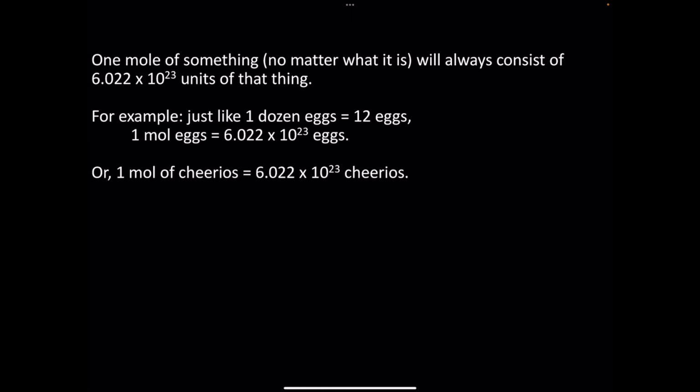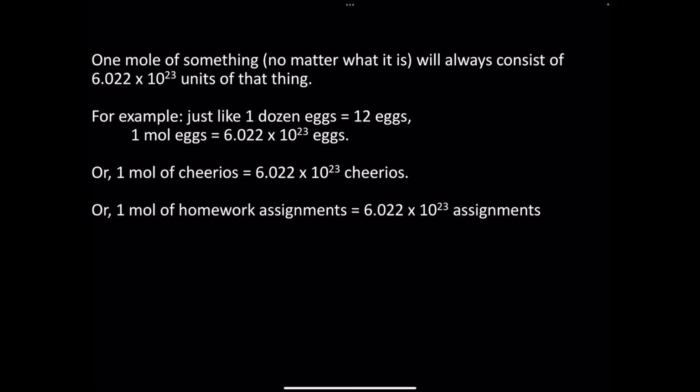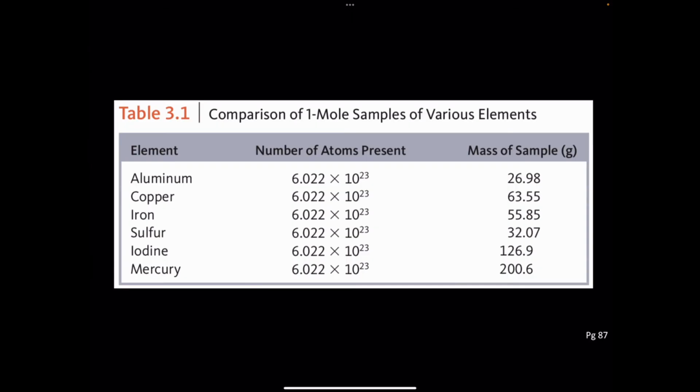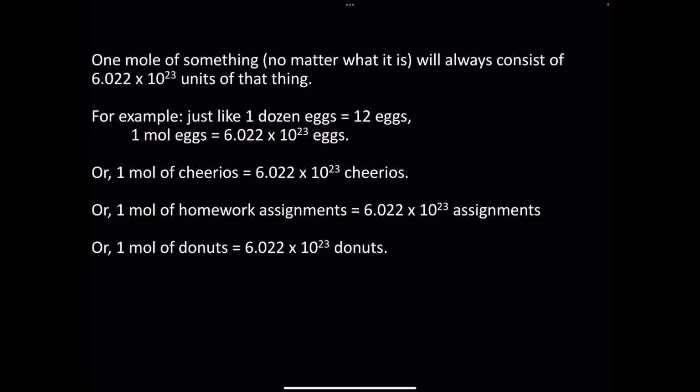A mole of Cheerios is 6.022 times 10 to the 23rd Cheerios. A mole of homework assignments, 6.022 times 10 to the 23rd assignments. 1 mole of donuts would be 6.022 times 10 to the 23rd donuts. So hopefully you're getting the picture here. It's a very large number, and it can be used just like a dozen would be used.